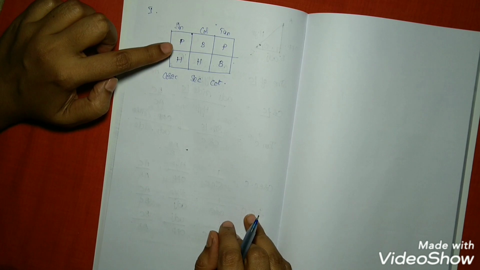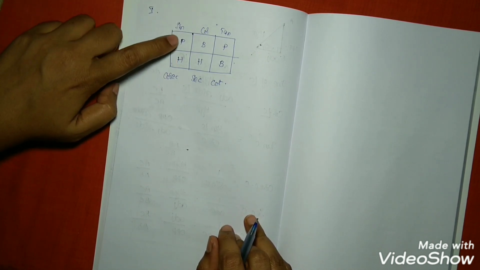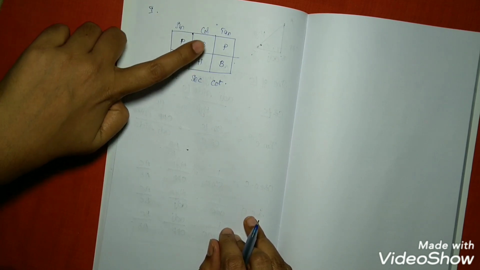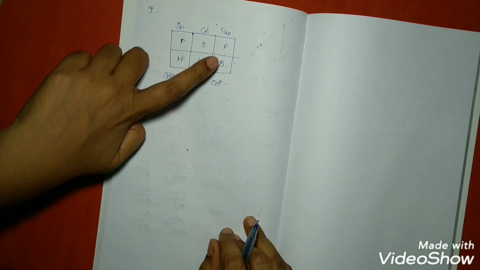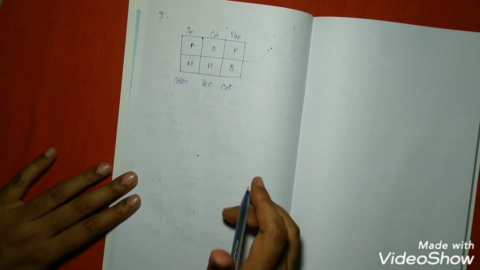Sine is given by perpendicular divided by hypotenuse, right? That is opposite divided by hypotenuse. Cos is base divided by hypotenuse. Tan is perpendicular divided by base. So this is one table that you can remember.